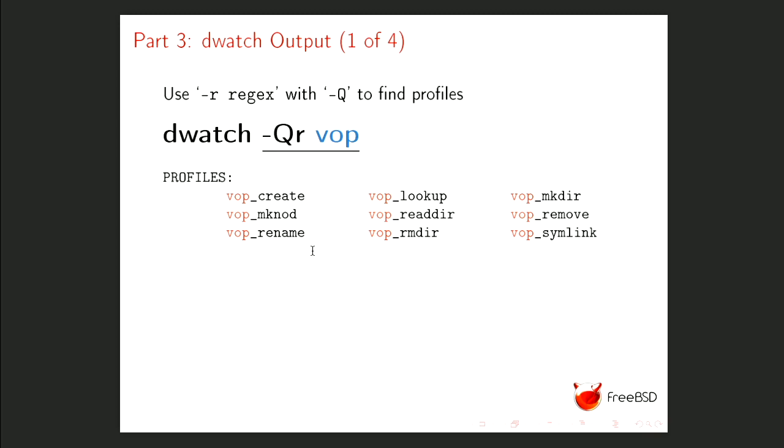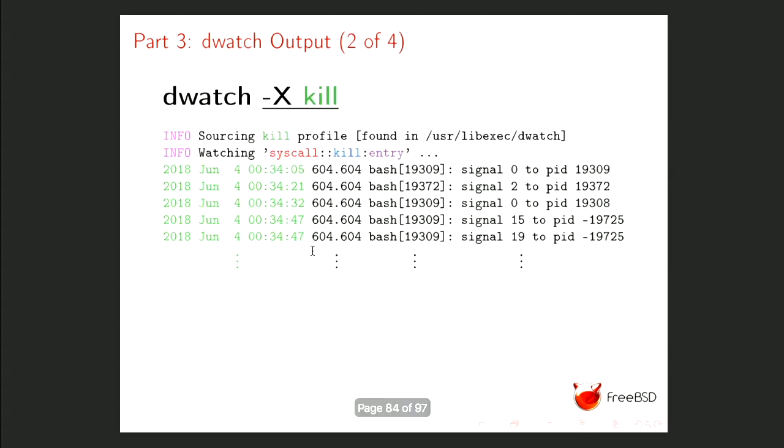And now, at 81 profiles, it's getting a little unwieldy, so I've given you a way of searching for them. So dash Q, R, this can take a regex. Show me all of the profiles where I can watch a VFS operation. And that previous example, which I promised would get better, has gotten better. DWatch dash X kill to run the kill profile. There's all the information you needed. You do not have to provide an action. You do not have to provide the probe. You do not have to provide anything. Just give me the name of the canned solution.